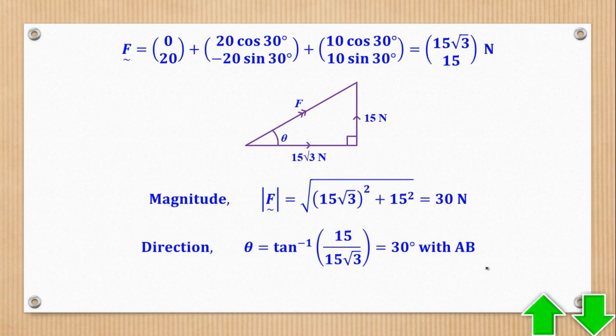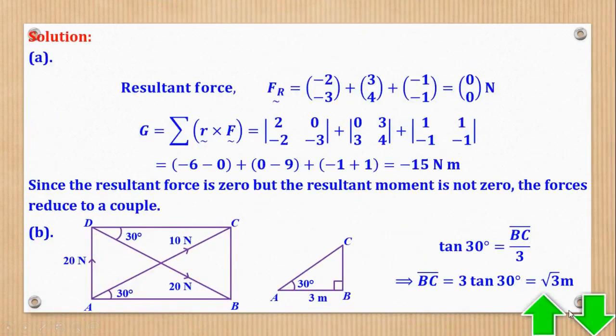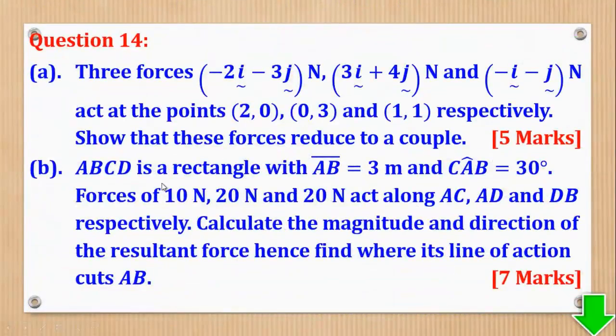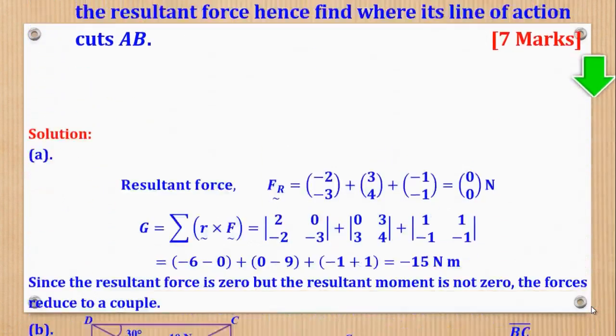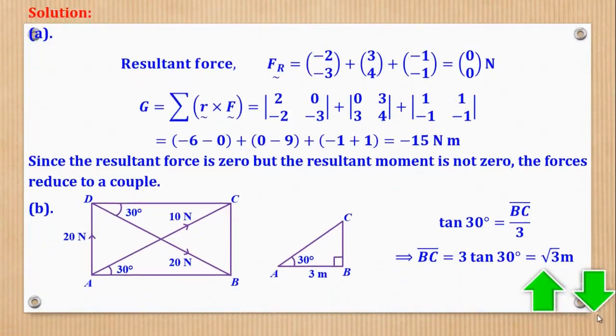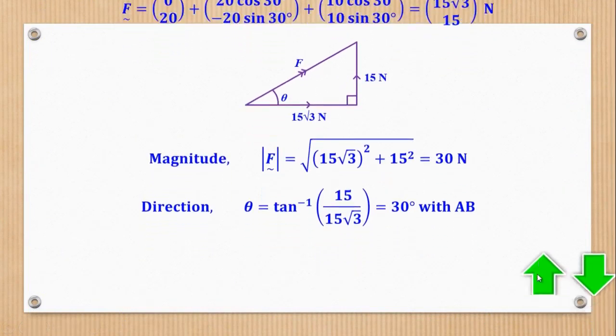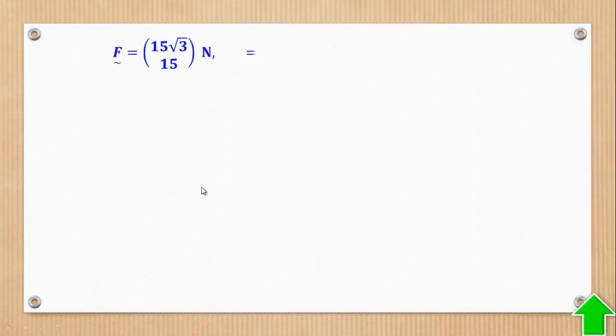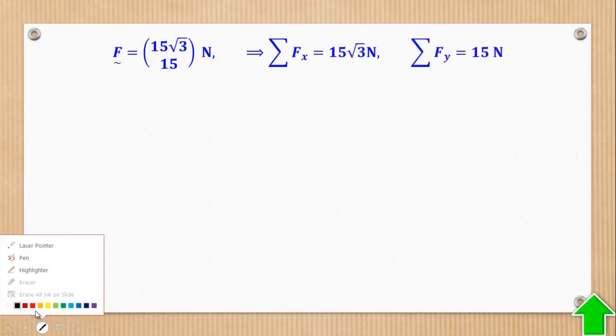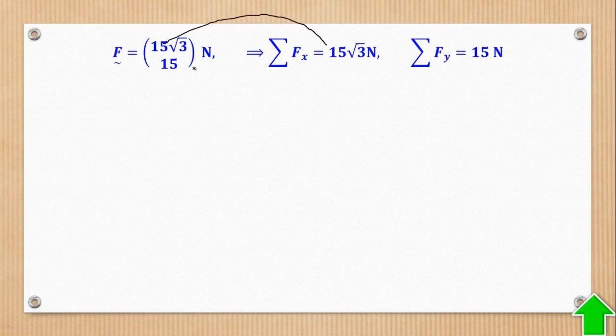The next is to get the hence part. The hence part, they said, find where the line of action cuts AB. So there you have to get the equation of the line of action. To get it you need to first get the moment. From this we know that the summation of Fx is that, and the summation of Fy is that. That is okay, because we shall need them.